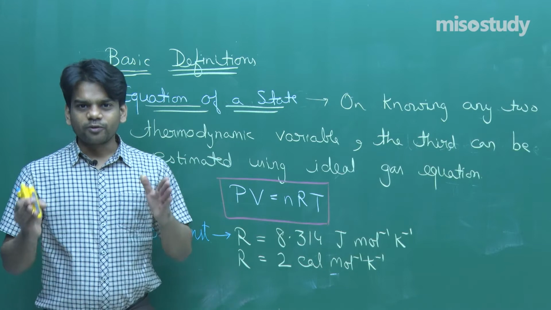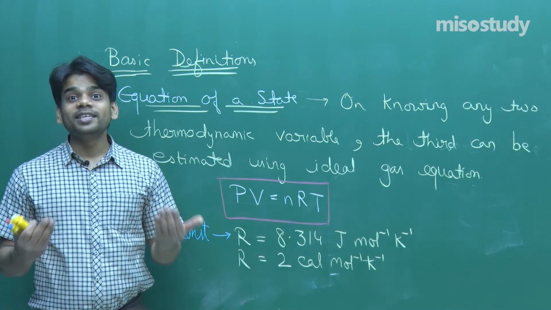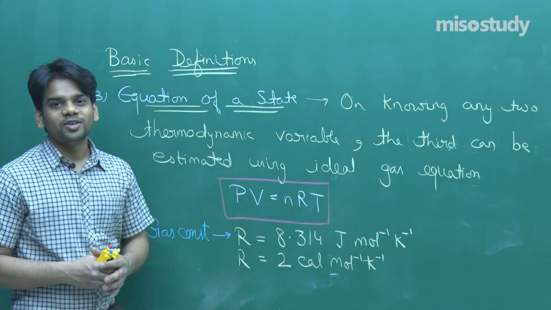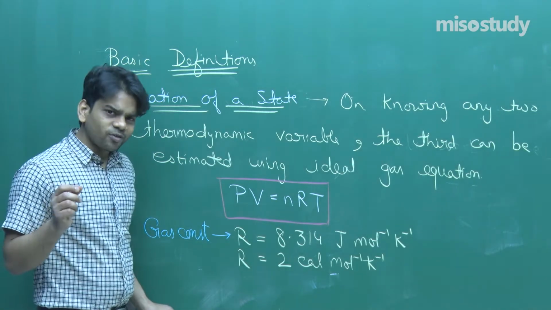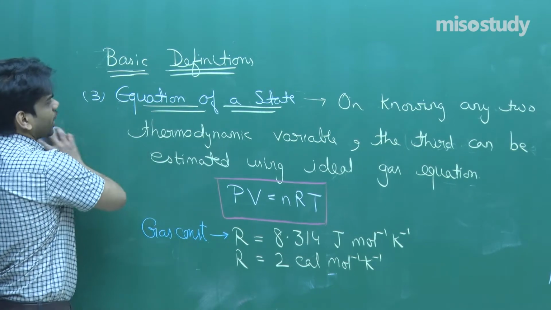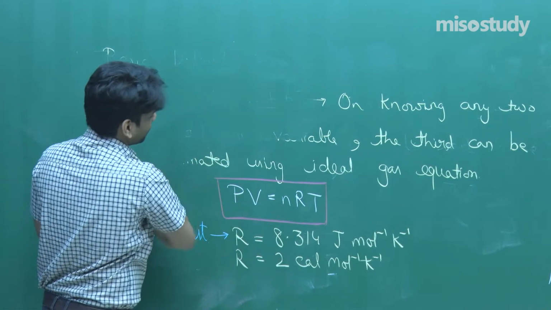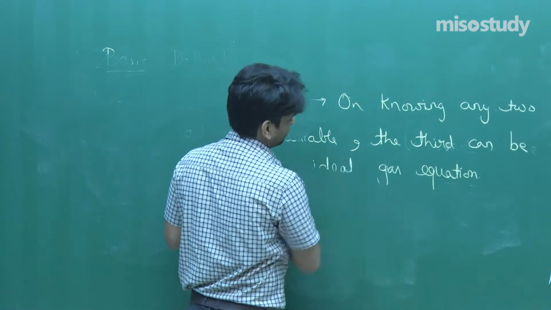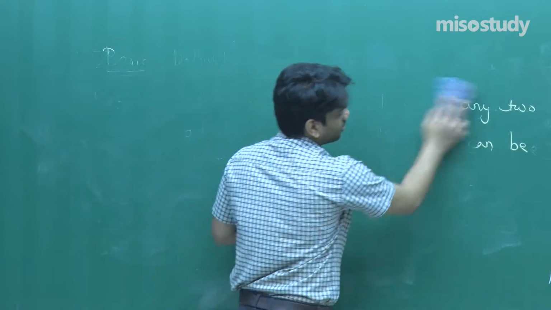I told you, if you know any two, you can easily estimate the third one. And the relation between these three is actually the equation of state, that you are going to identify what is the pressure, volume and temperature, how they are related at any given point of time. The next one is quite important, which we will be using in this chapter. That is the thermodynamic process.